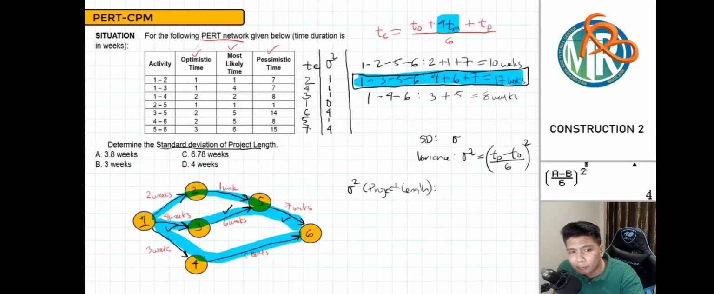Okay? So first, kuha ko muna variance ng project length. That would be variance ng 1, 3, you have there 1. And then variance ng 3, 5, you have there 4. And lastly, variance ng 5, 6, you have there another 4. So a total of 9 weeks.